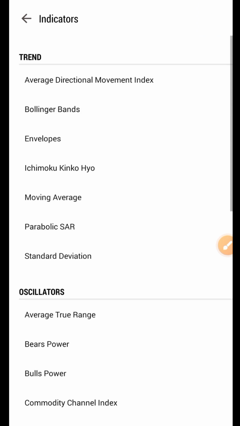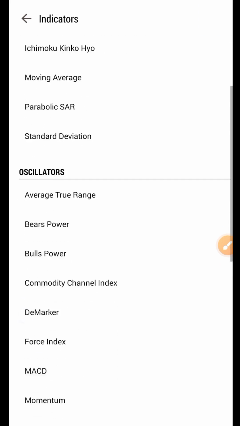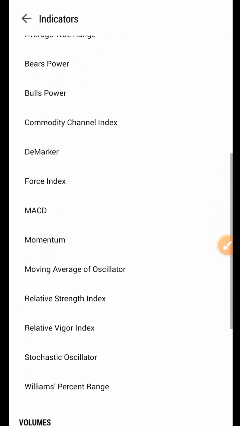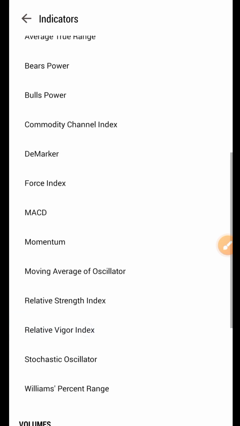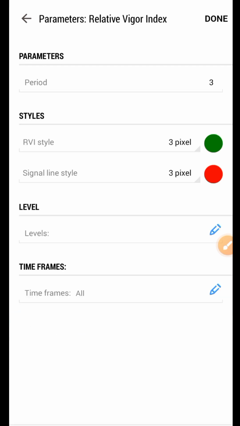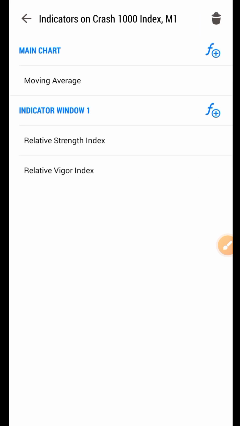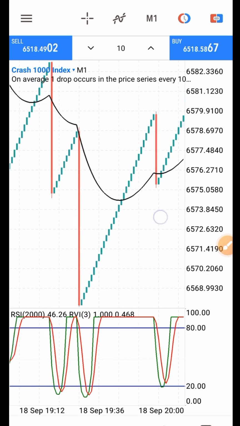Then the last indicator is relative vigor index, which is this. You can see it here. So it's just as relative strength index 2. They determine when the market is overbought and oversold. So you understand. So just add this third indicator. Leave the settings like this, period 3. So then click on done after that. Now go back to your chart. You should be able to see this.